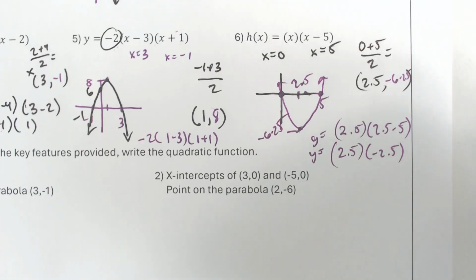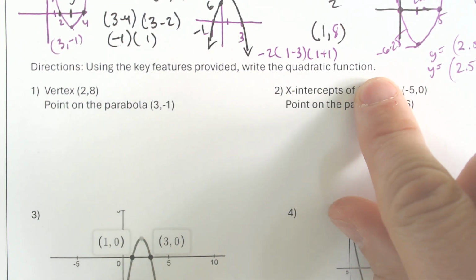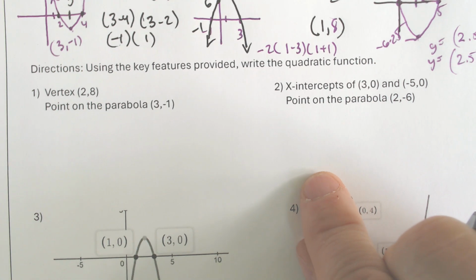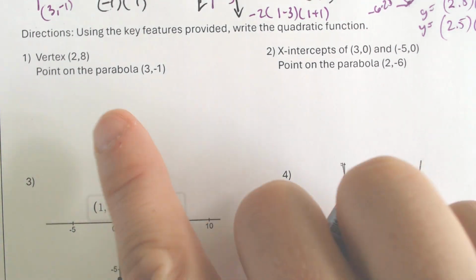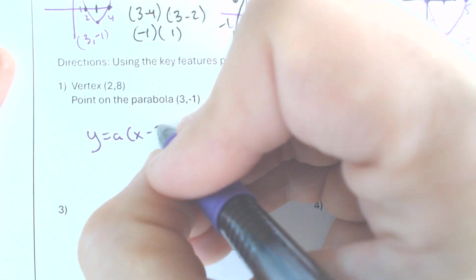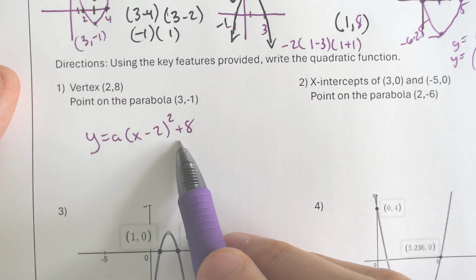Okay. Next part of today's lesson is going to be using key features provided to write the equation of the quadratic function. So you can have one of two things provided to you. You're going to get the vertex form or the factored form. In both cases, they're going to always give you some other point on the parabola. So in this case, we have vertex form. So we have y equals a, change the sign, x minus 2 squared plus 8. Okay, so change the sign, keep the sign.